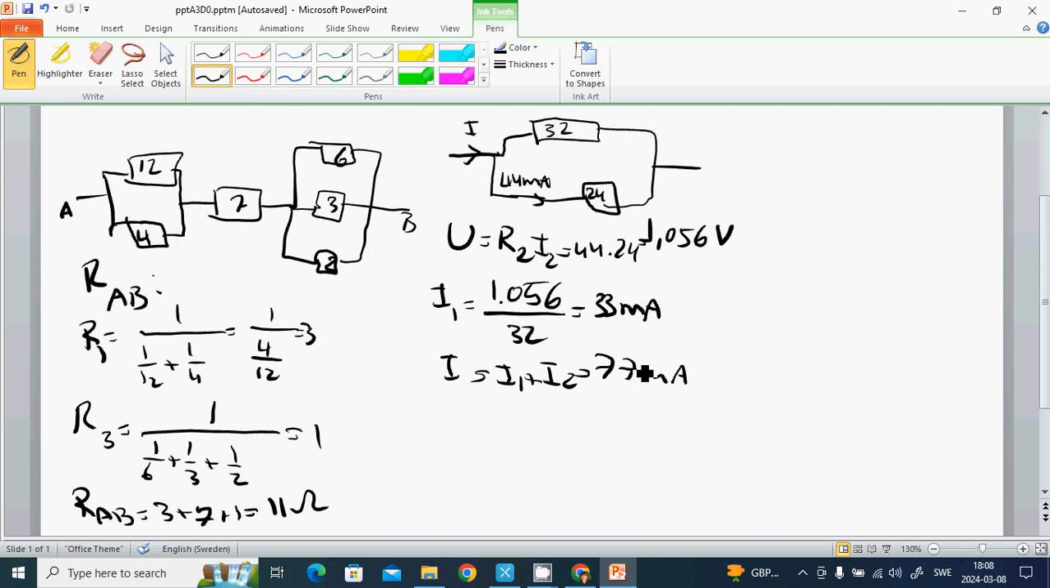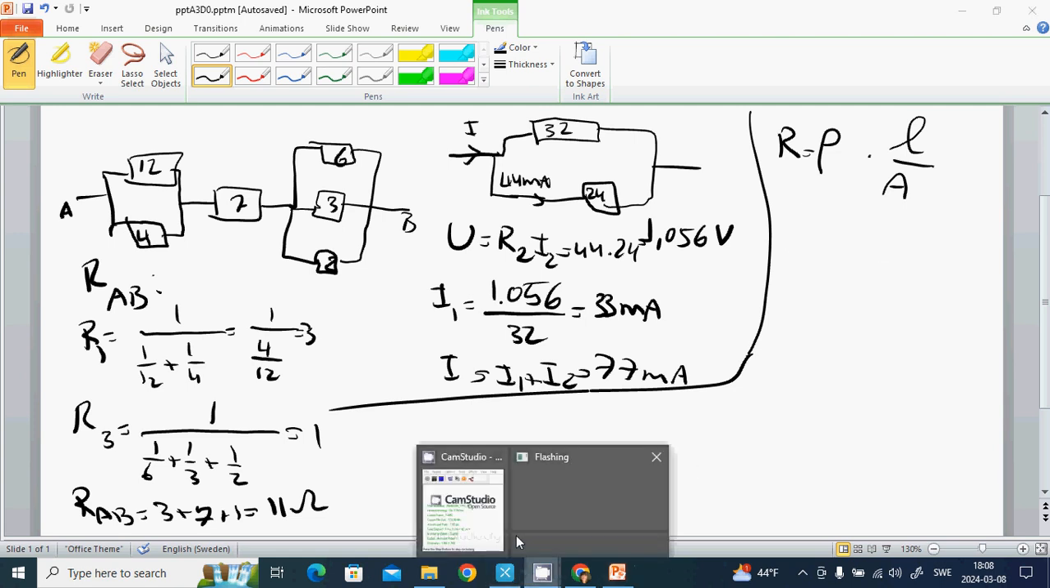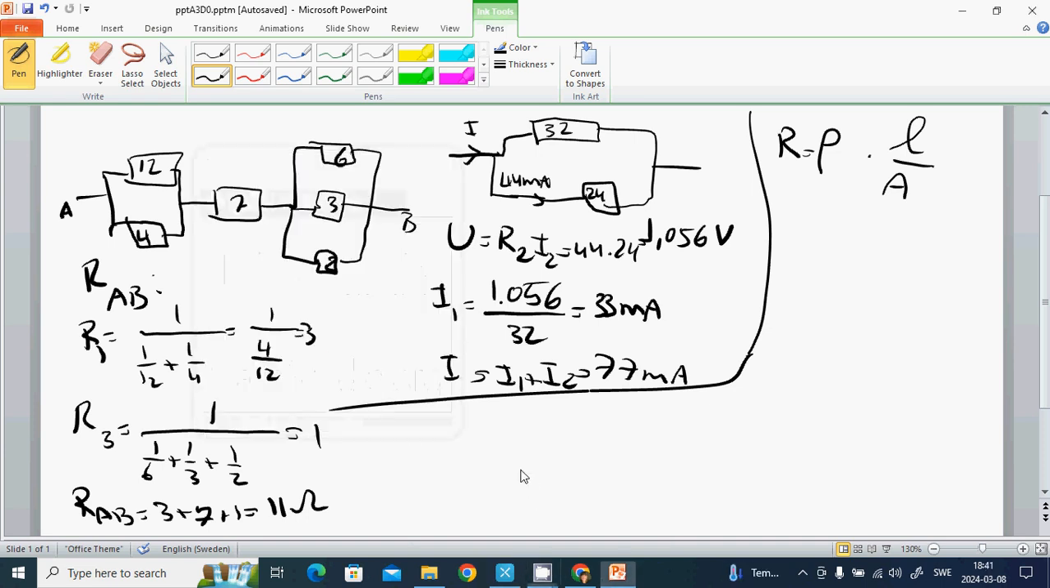Okay, the resistance is also calculated by R equals rho multiplied by L divided by A. Rho is the resistivity, A is the cross section area and L is the length.